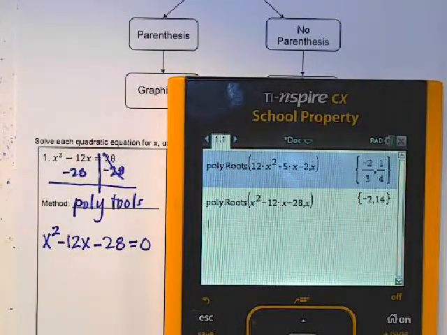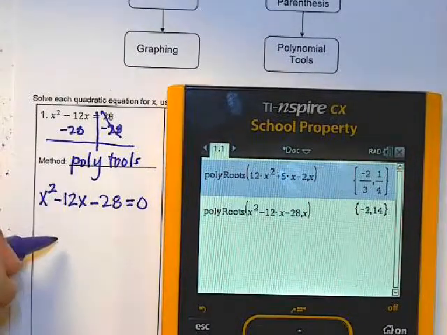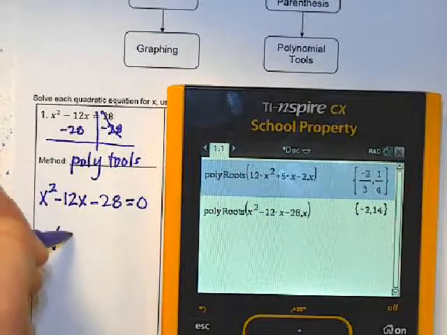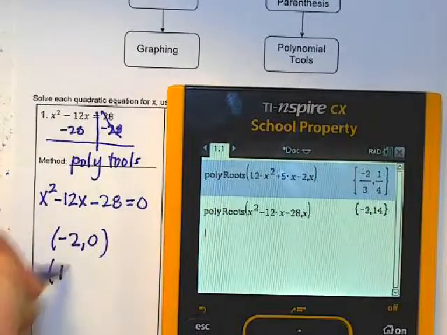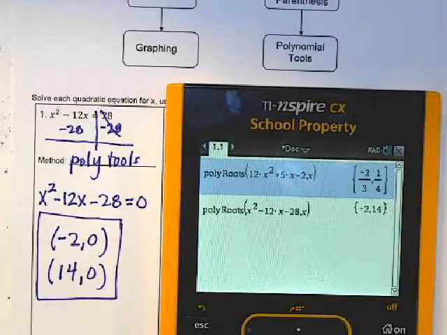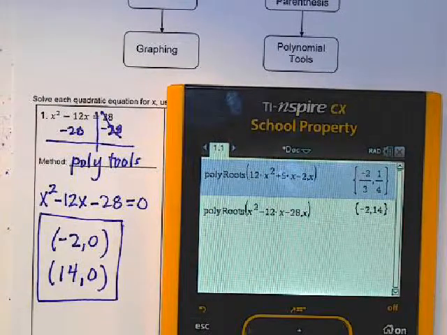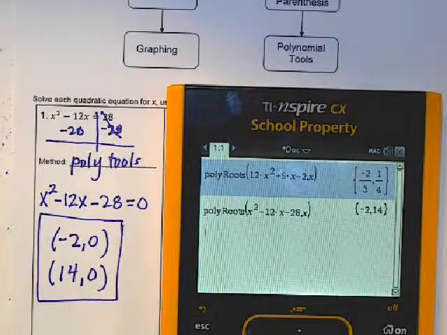Okay, is this an ordered pair? No. What is it? It's a list of the x-intercepts. So negative 2, 0, and 14, 0. My answer. Questions?